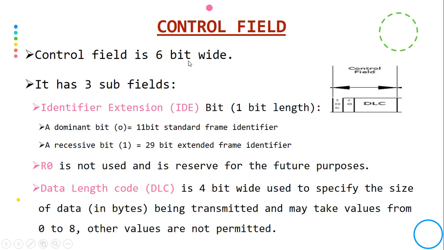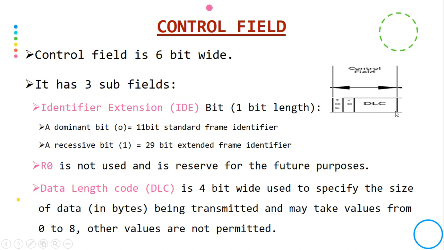Next comes the control field. It has 3 subfields and it is 6 bits wide. The first field is called identifier extension bit. It is 1 bit in length. If it is 0, it indicates 11-bit standard frame identifier. If IDE bit is 1, it indicates 29-bit extended frame identifier. R0 is not used and it is reserved for future purposes.